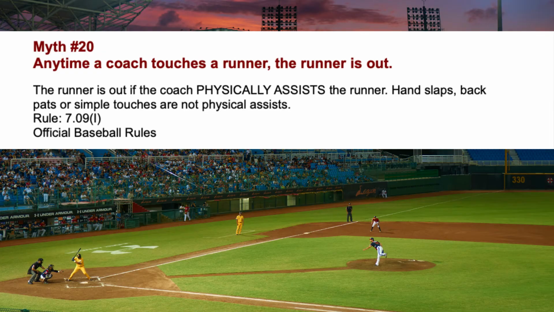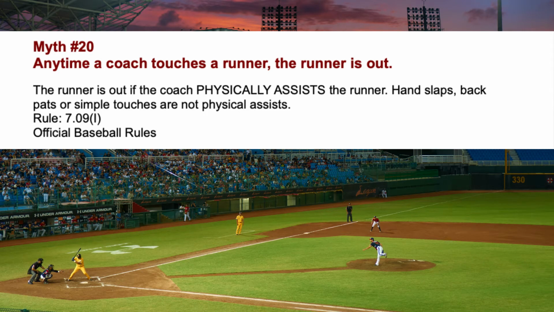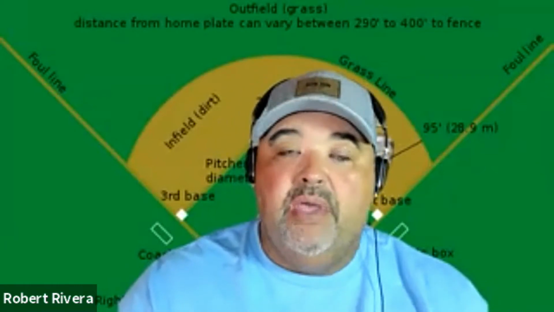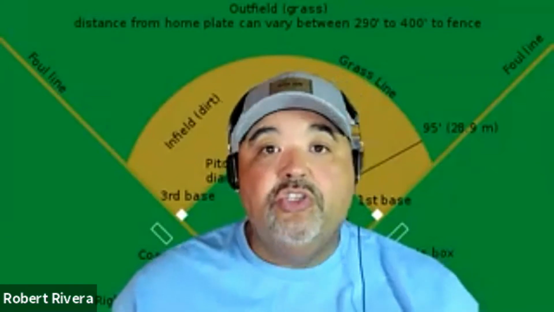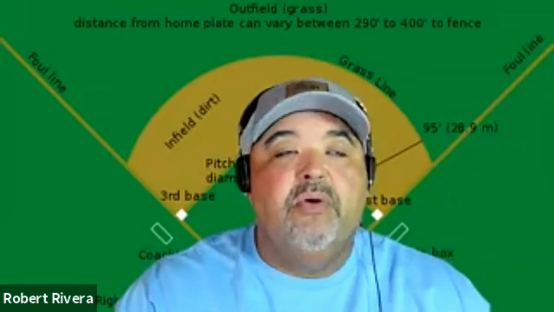All right. So now here's a really good one. Anytime a coach touches a runner, the runner is out. No. The runner is out if the coach physically assists the runner. Hand slaps, back pats, simply touching is not a physical assist. That's 7.09(i). Okay. So let's say the runner's rounding third and he falls. If the coach picks him up and pushes him home, that's a coach's interference. Okay. That he can be called out for.